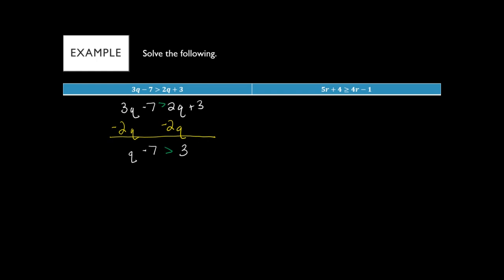And so we need q by itself, so I need to add 7 to both sides. So in this case, we have to do 2 steps here. And we get q is greater than 10. So now we have to go back to our chart so that we know how we want to write our answer.